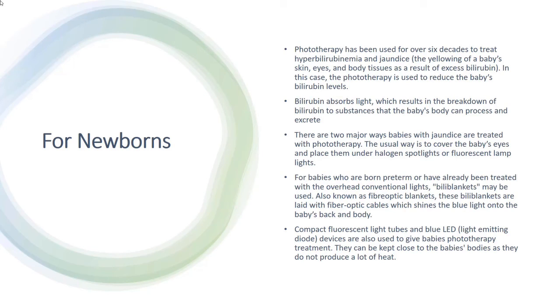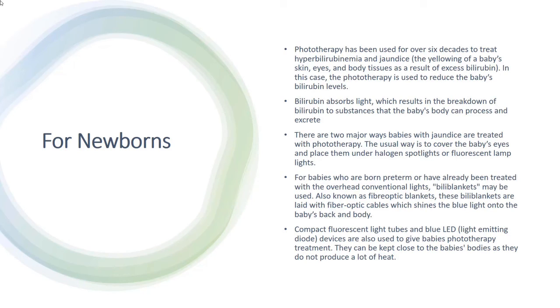Jaundice is yellowing of a baby's skin, eyes, and body tissues as a result of excess bilirubin. In this case, phototherapy is used to reduce the baby's bilirubin levels. Bilirubin absorbs light, which results in the breakdown of bilirubin to substances that the baby's body can process and excrete. There are two major ways babies with jaundice are treated with phototherapy.